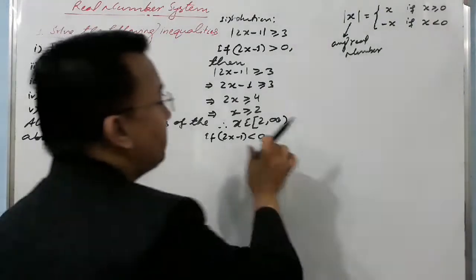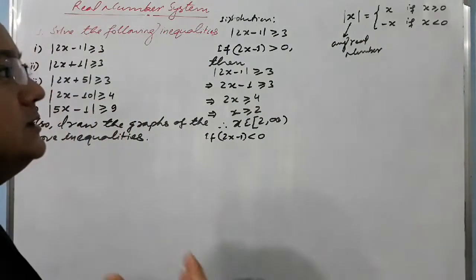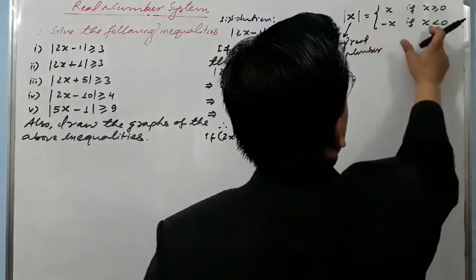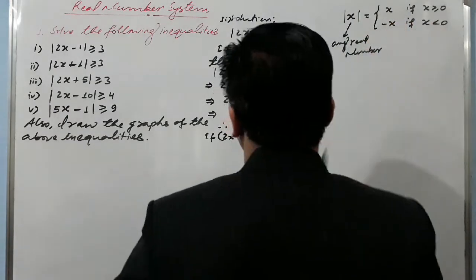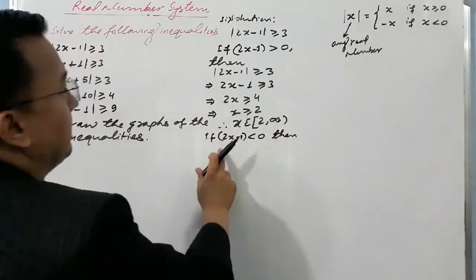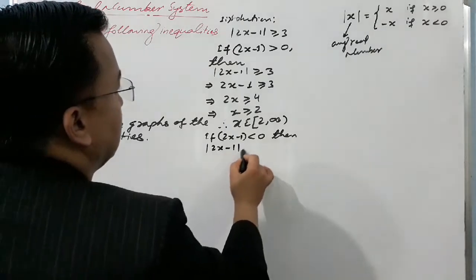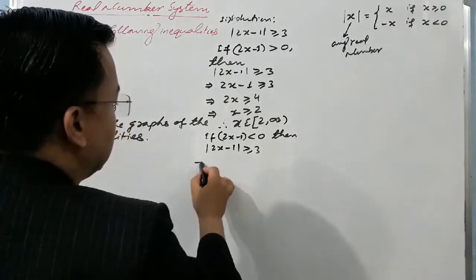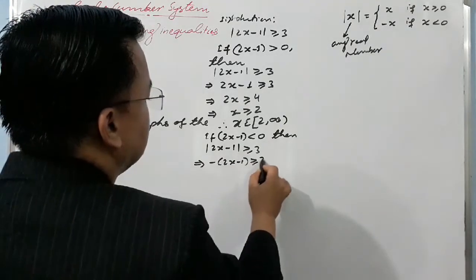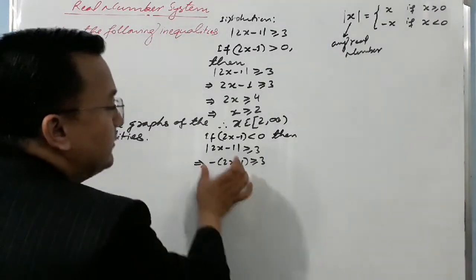Now for the second condition, if x is negative, then to make it positive we need to take the negative sign, so negative x. If x is negative, then you need to put the negative sign, negative x. So I'm using this definition. I will write here: then mod of 2x minus 1 greater than or equal to 3 becomes negative of 2x minus 1 greater than or equal to 3. I don't think you have any problem.